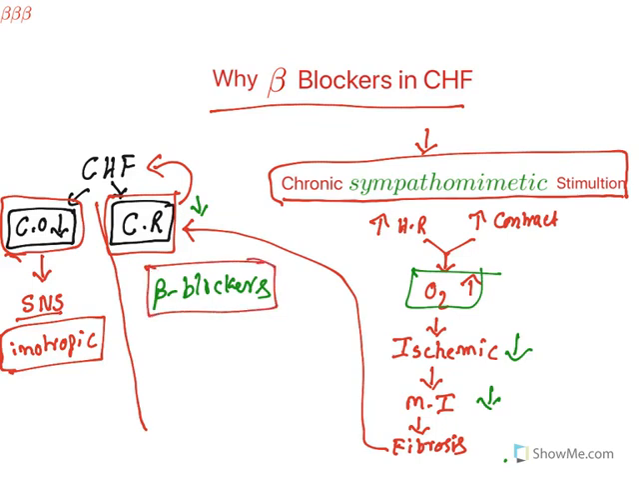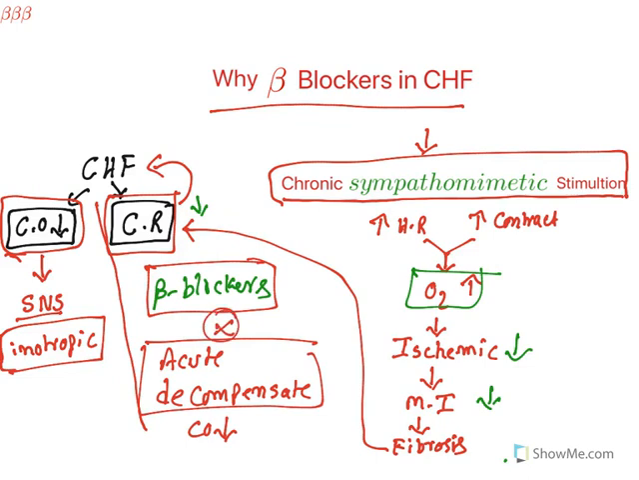Remember this, in conditions like acute decompensated heart failure. Decompensate means when cardiac output is very low. Compensate means cardiac output is compensated. Decompensate means cardiac output is very low. In those conditions, beta blockers are contraindicated. We cannot use them. Beta blockers are used only in chronic congestive heart failure conditions.